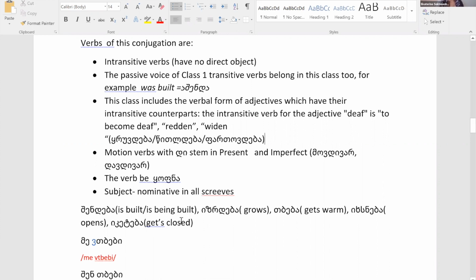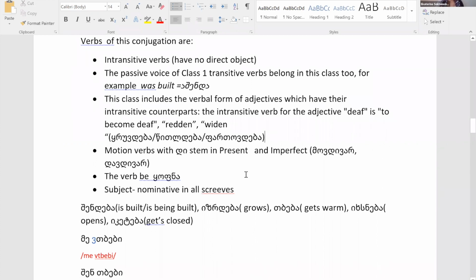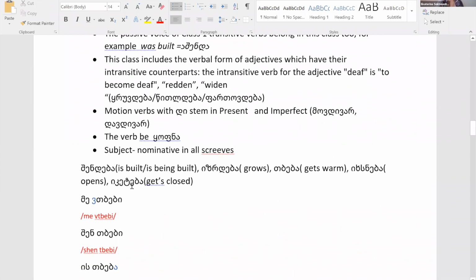The subject is usually in the nominative in all scripts. It does not change, not in the past and not in any other tenses, any other scripts. Examples can be shendeba, is built or is being built. Izrdeba, grows or is growing. Tbeba, gets warm or is getting warm. Ixneba, opens, the shops open, for example. Iketeba, gets closed. For example, we are closed at 7 o'clock, as an office, as a school.